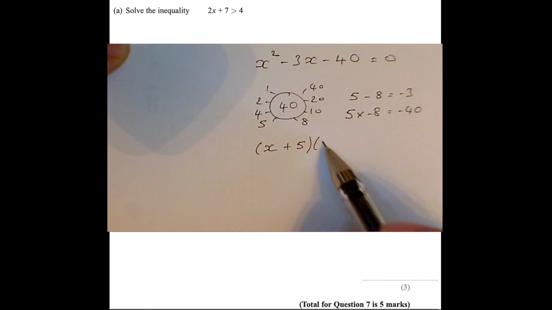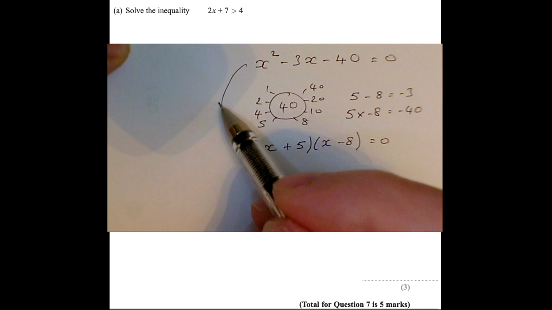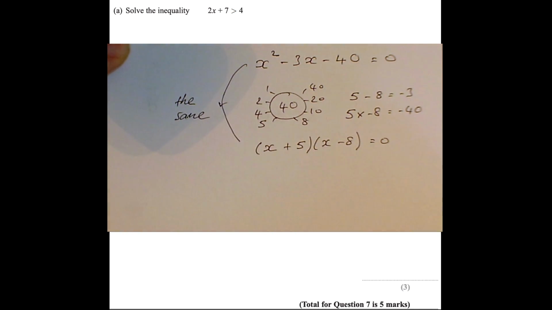So if I write that down as x plus 5 and x minus 8 equals 0, what I've achieved is I've written the question as a factorised expression. And why is that good to do? Because you've got the answers really. x plus 5 is one factor. When can x plus 5 equal 0? Because 0 times by anything is going to be 0. So x plus 5 can equal 0, or x minus 8 can equal 0. We'll solve this equation. So x equals minus 5, or x equals plus 8.